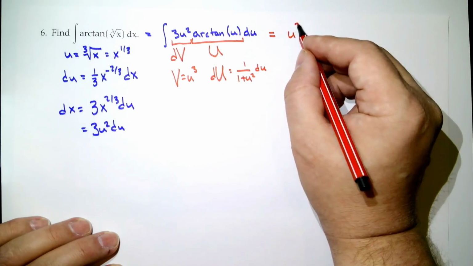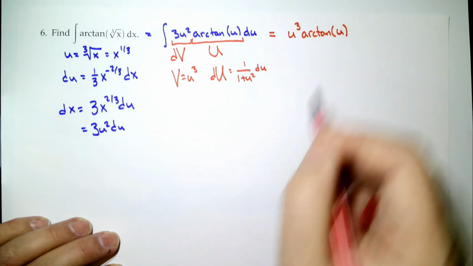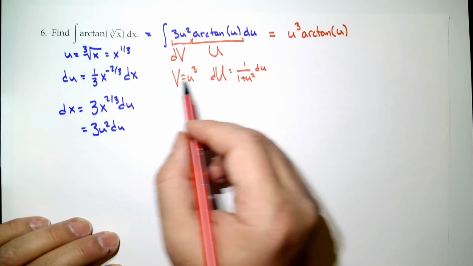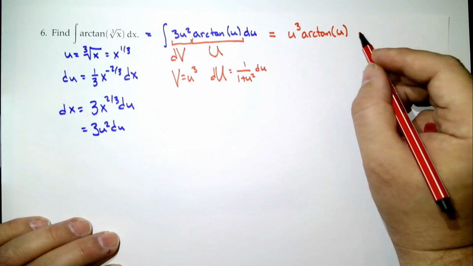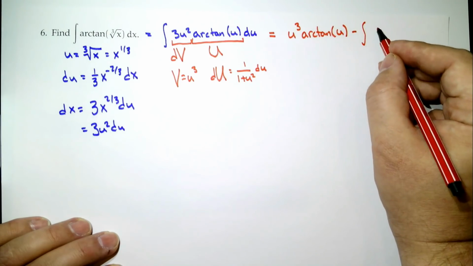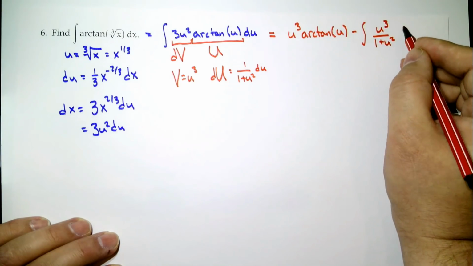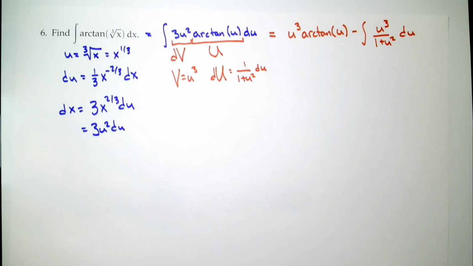All right, so arctangent of u times u cubed. So u cubed arctangent of u minus the integral of V du. So minus the integral u cubed over 1 plus u squared du. Now, we're okay with the first part because we've integrated. There's no integral for the first part. What do we do for the integral of u cubed over 1 plus u squared?